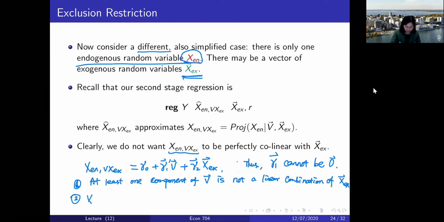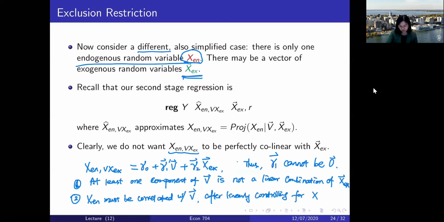And also XEN must be correlated with V after linearly controlling for XEX. So there are two requirements for the instrumental variables, and these are the relevance condition.